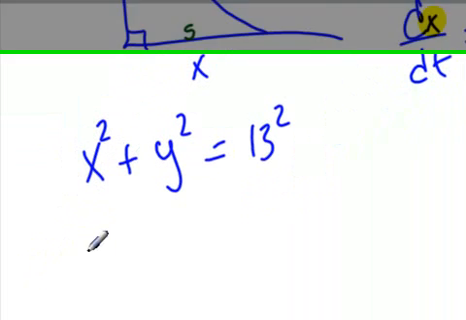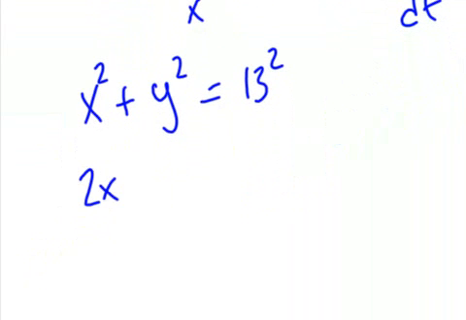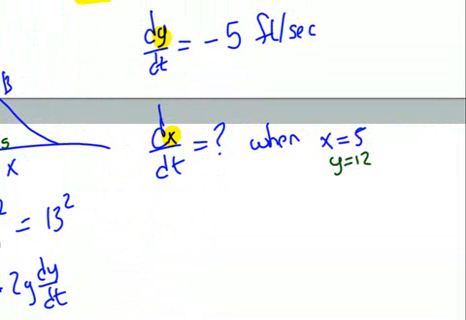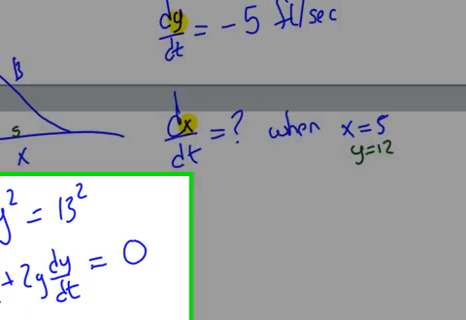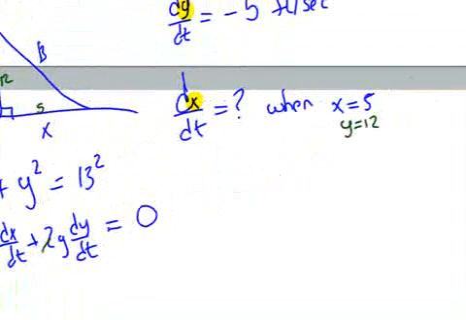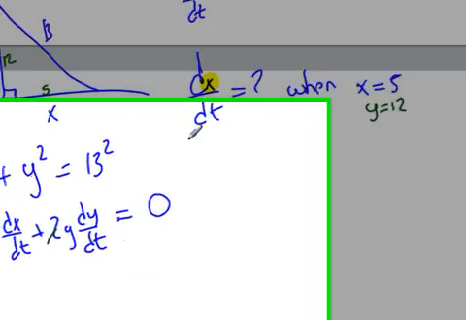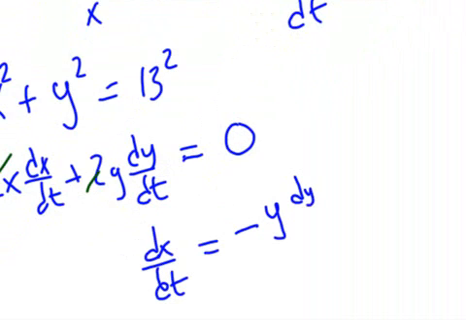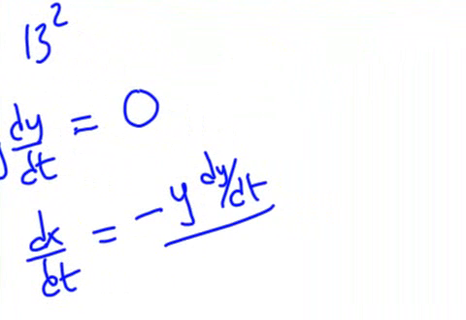If we derive everything here, we've got 2x dx/dt plus 2y dy/dt would equal the derivative of 13 squared, which is just 0. We can divide both sides by 2. That essentially just takes the 2's out of the equation here. We can solve for dx/dt. dx/dt is going to equal the opposite of y dy/dt divided by x.